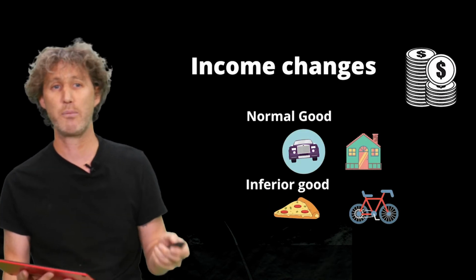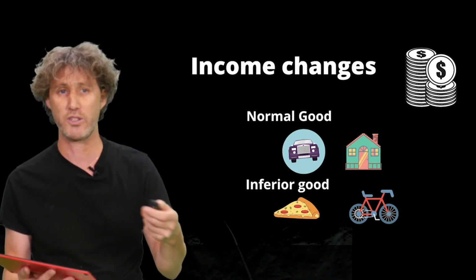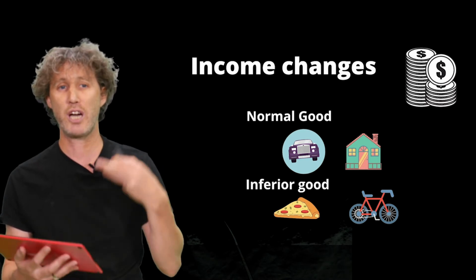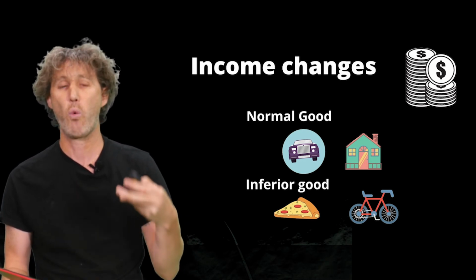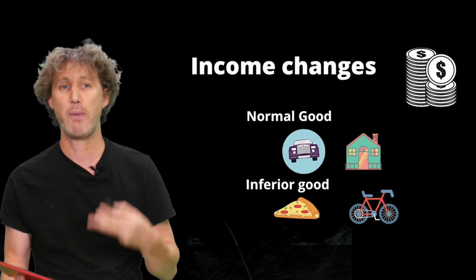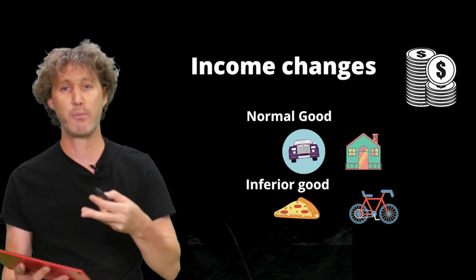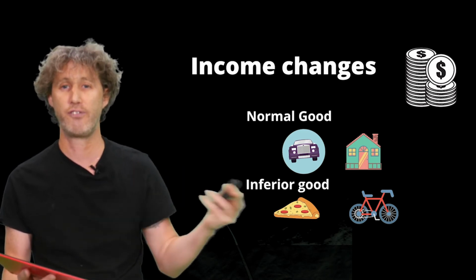Income changes are also very important. They cause the demand curve to change. Now we have two types of goods though. We have what we call normal goods. Normal goods are goods where, when our income rises, the demand for them rises, and when our income falls, our demand for these goods falls as well.